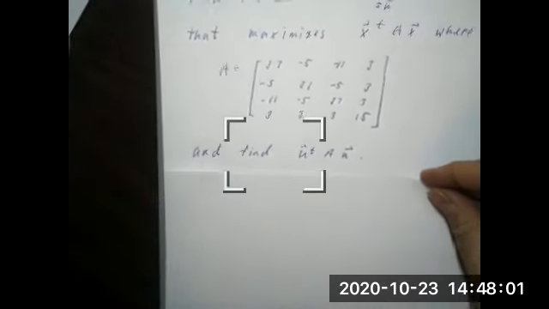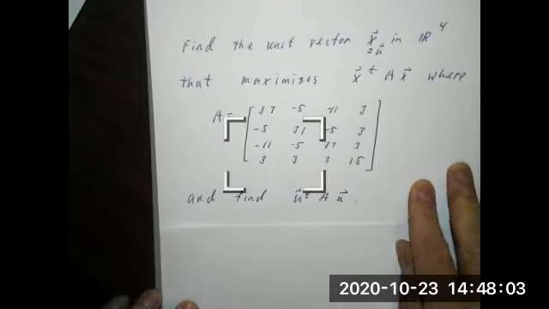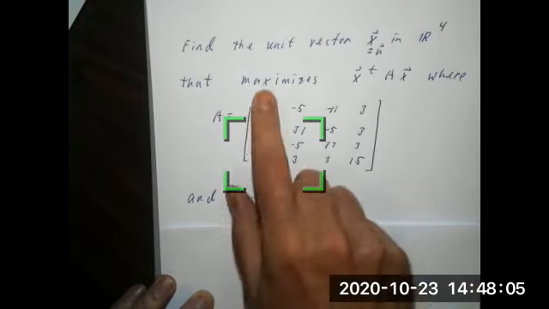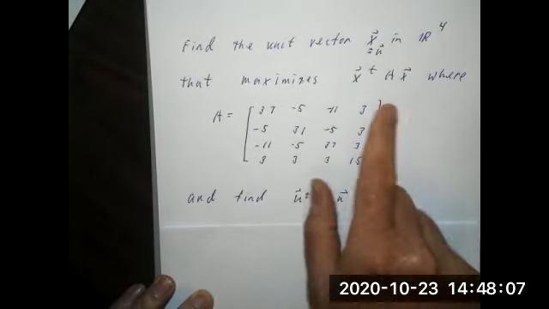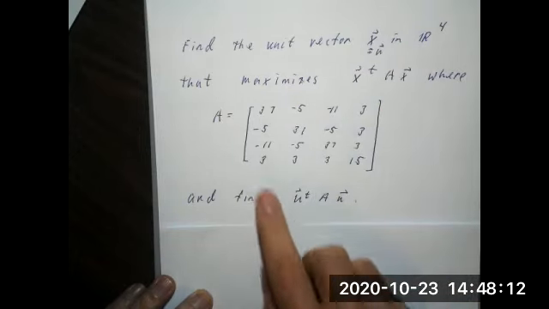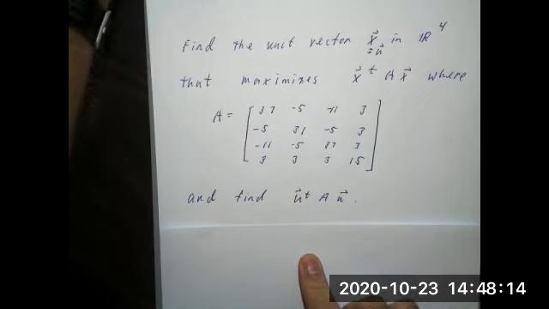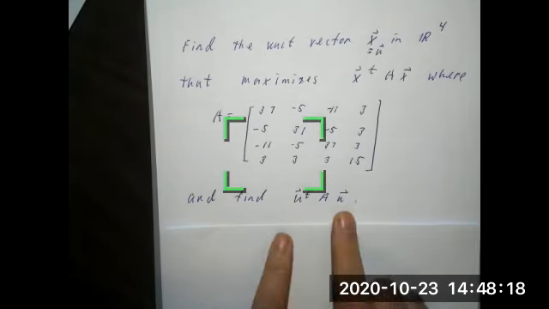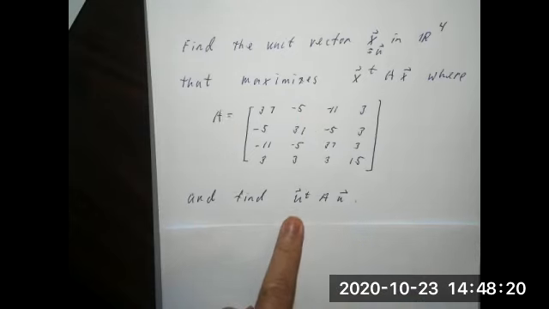There are various extensions of this theorem, but this is the simplest case. Here's an example for you to try. Find the unit vector in R4 that maximizes the quadratic form x transpose A x, where A is this matrix. And then find the corresponding value of the quadratic form.